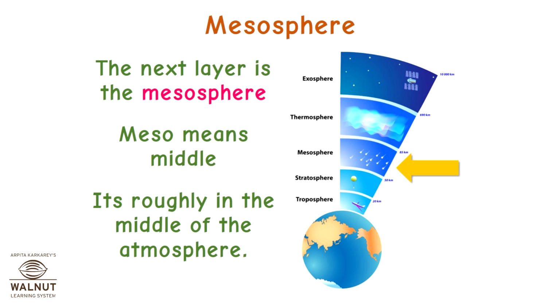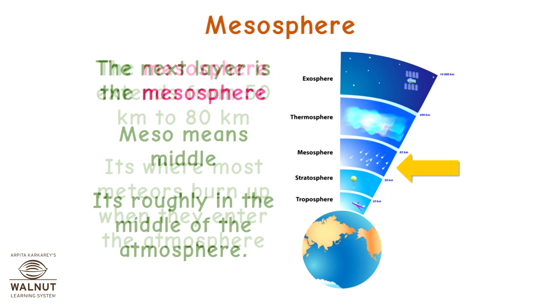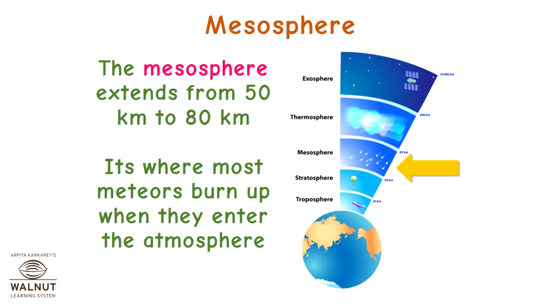Mesosphere. The next layer is the mesosphere. Meso means middle. It's roughly in the middle of the atmosphere. The mesosphere extends from 50 kilometers to 80 kilometers.